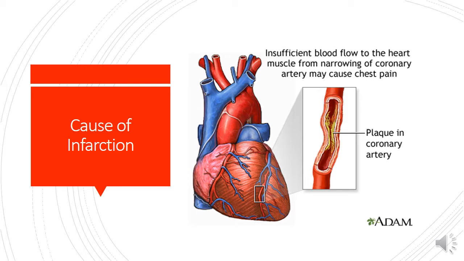To be able to understand that, let's revise some important things about the heart. First of all, we have to remember that the heart's main function is to pump blood around the body. To the heart, we have a lot of blood vessels connected to it, and we have a special blood supply connected to the heart that supplies the heart cells with oxygen and nutrients. These are called the coronary vessels. So what happens during an infarction is that we have insufficient blood flow to the heart muscle from the narrowing of the coronary artery that might cause the chest pain.